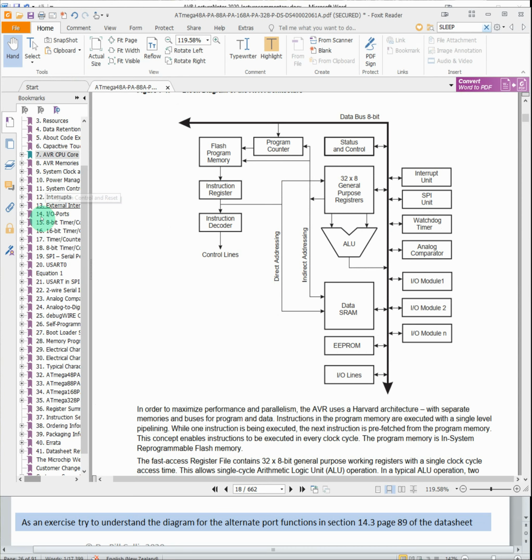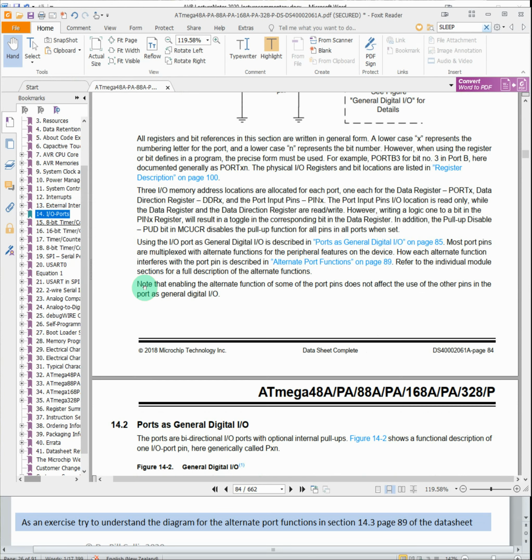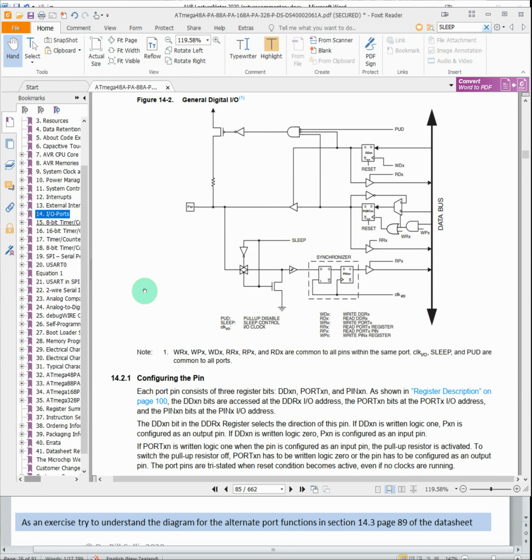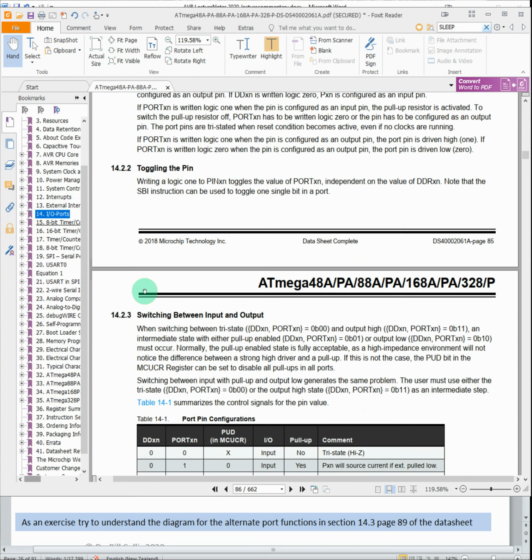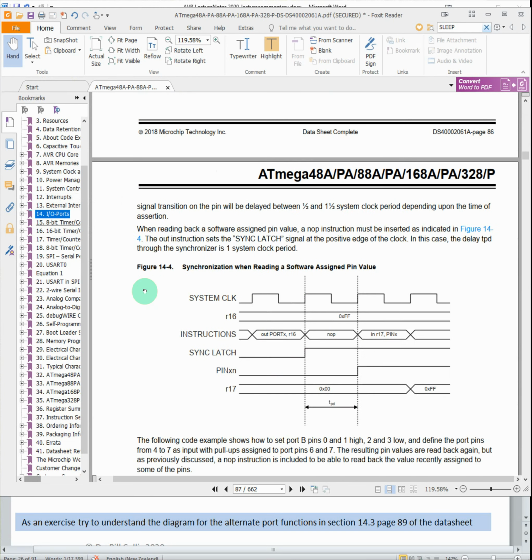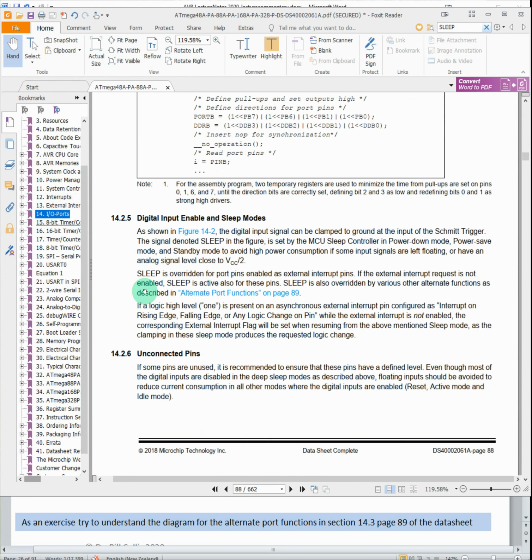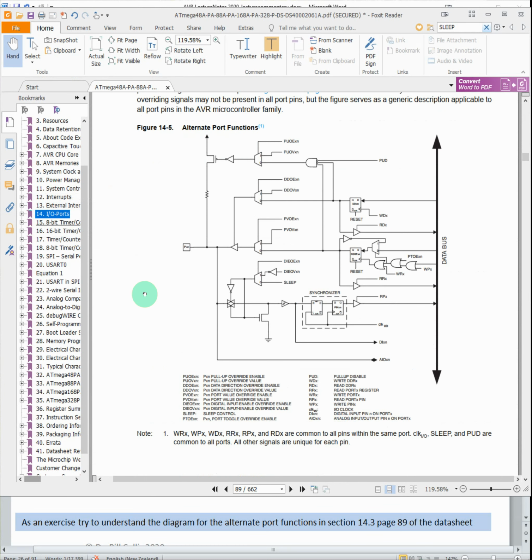So let's go to 14.3, 14.2. That's the general one that we've discussed, and 14.3 on page 89 is here. You'll see that each one of the pins of our microcontroller has alternative functions, and this gives you a bit more insight into how those alternative functions are enabled.